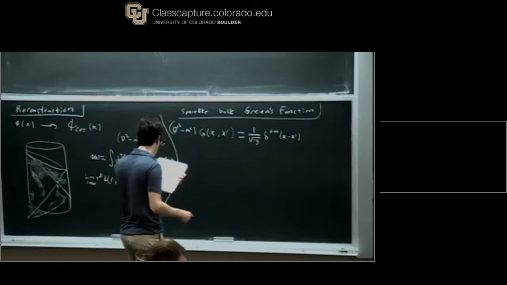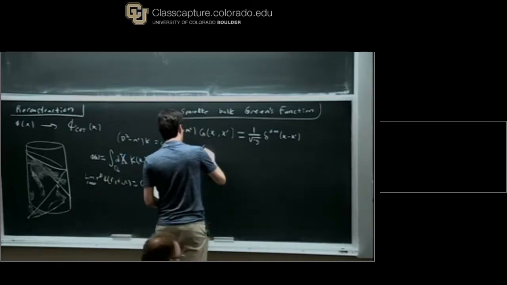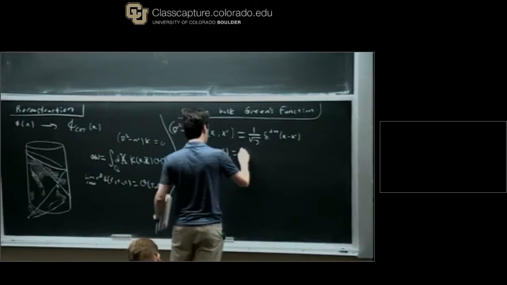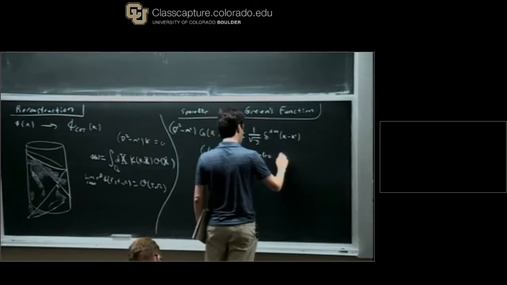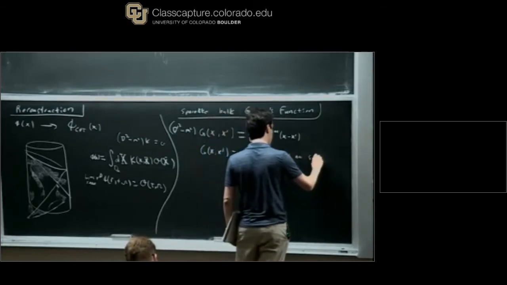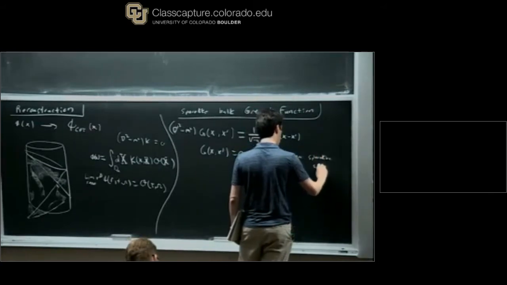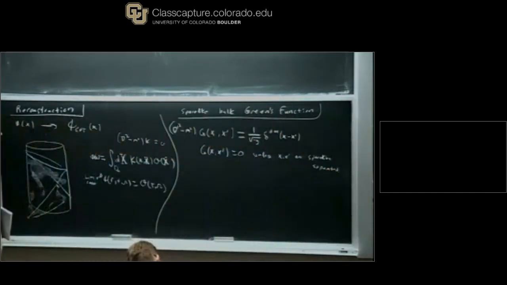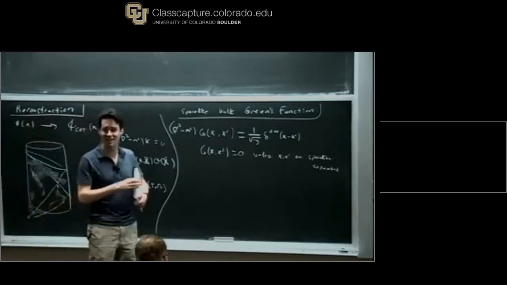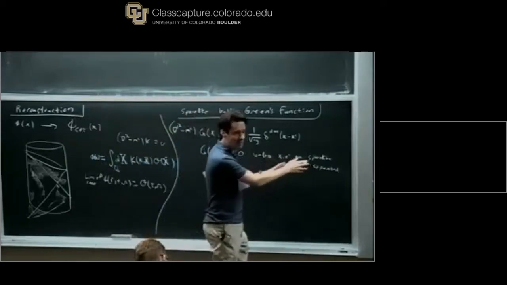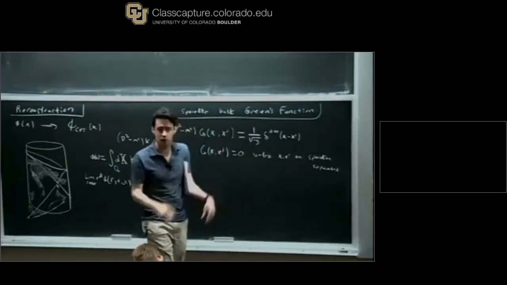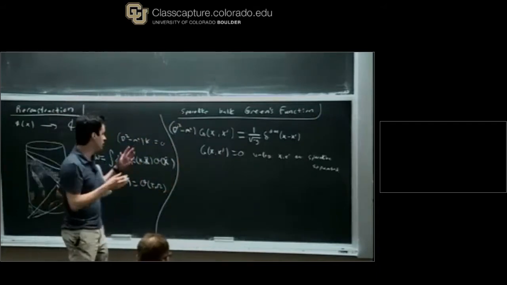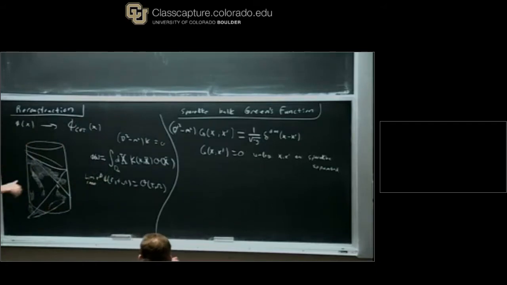But then space-like means that G of x and x prime equals 0 unless x and x prime are space-like separated. So this is a bit of a weird Green's function to think about. Usually when we think about Green's functions, we want them to be zero at space-like separation, and nonzero at time-like separation, right? They tell you how the solution of the wave equation evolves. So that's a little bit weird. But the reason I do that is because we're solving the equation in the wrong direction, right? We're starting at the edges and moving in. So it's a sort of non-standard Cauchy problem.